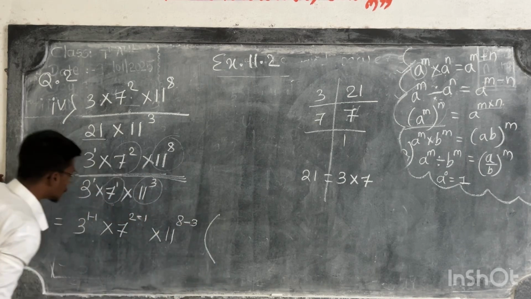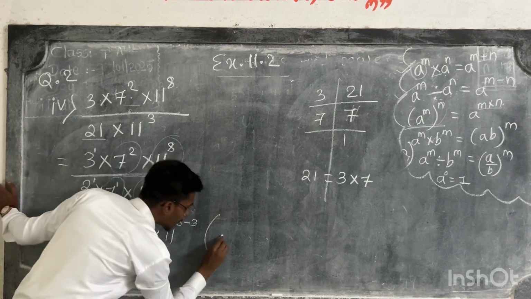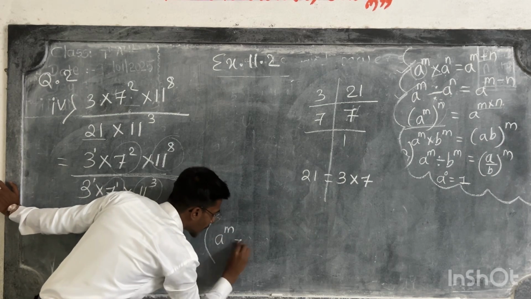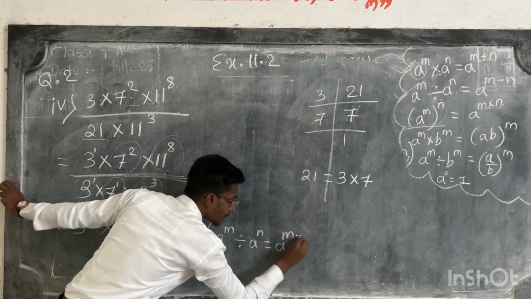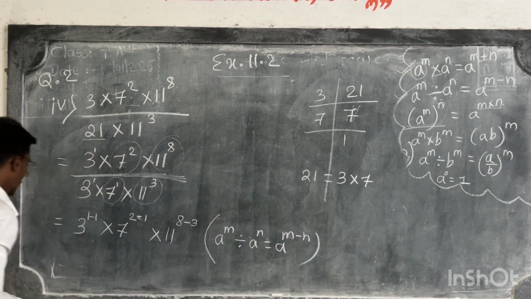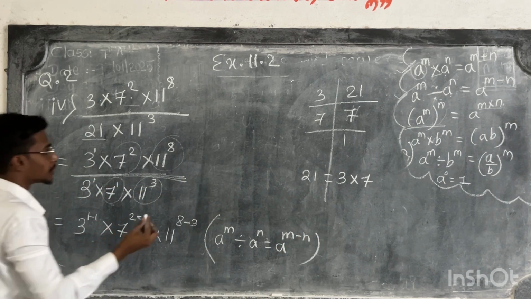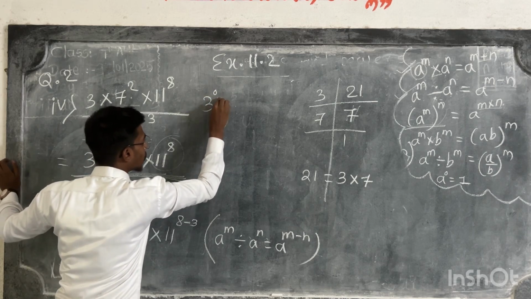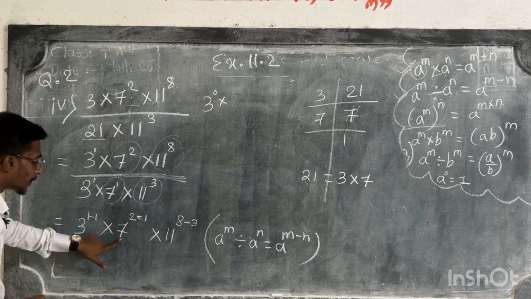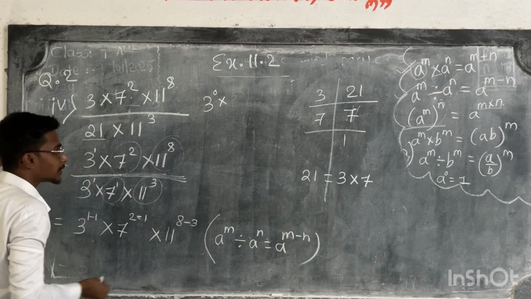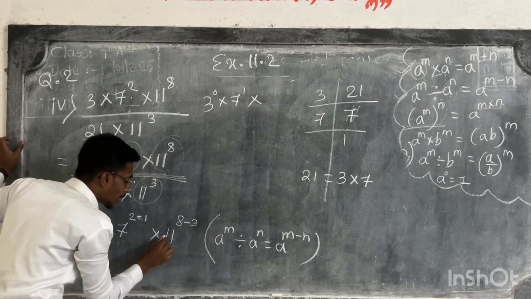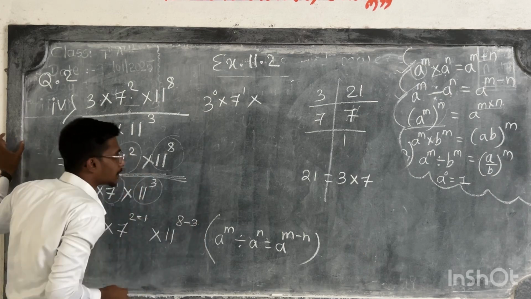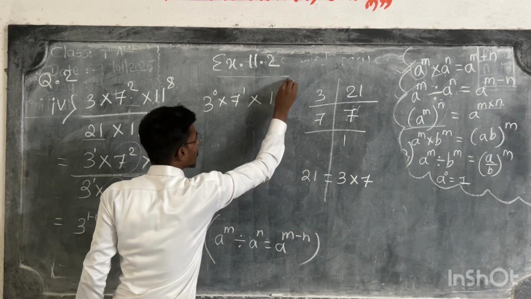Which identity do we use here? Write in that bracket. A to the power m divided by a to the power n is equal to a to the power m minus n. So what is 1 minus 1? It is 0. 3 to the power 0 into 7, 7 to the power 2 minus 1 is 1. That means 7 to the power 1 into 11 to the power 8 minus 3 is 5. 11 to the power 5.